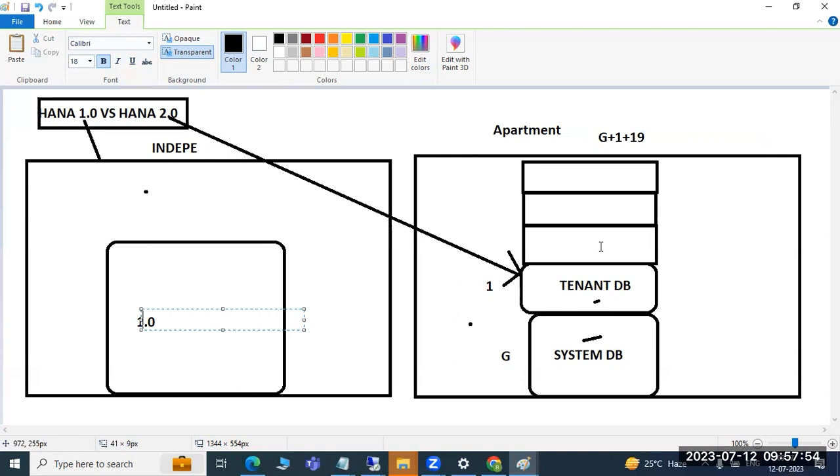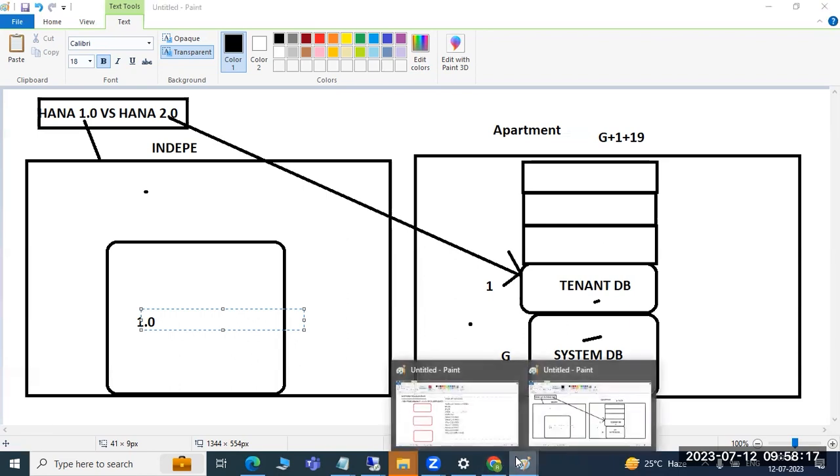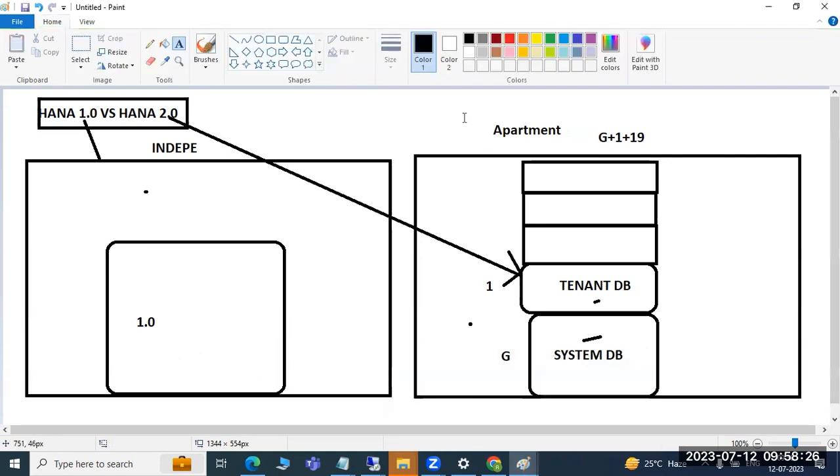I can explain more tomorrow, but is it understandable for you guys? Any questions? Any confusion? Today we discussed a lot and very fast, but is it understandable? Yes, sir. I know we went very fast today. We will see the difference between system DB and tenant DB tomorrow. Anyhow, you are doing the installations, so you will get more knowledge.